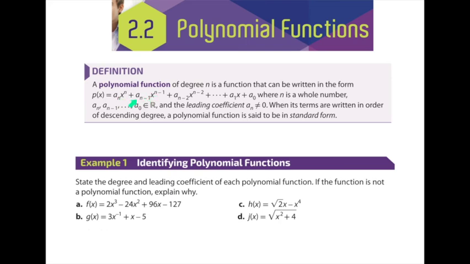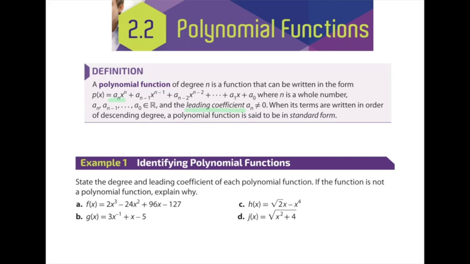So let's say I start with x to the 5th. This one would be x to the 4th. This would be x cubed, x squared, so on and so forth till you just have a constant. Okay, that is standard form. A couple of terms here. Leading coefficient is the guy up front, the coefficient in the front when it is in standard form. It is the leading coefficient.